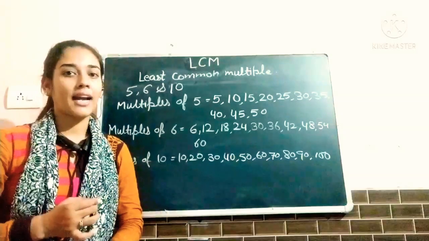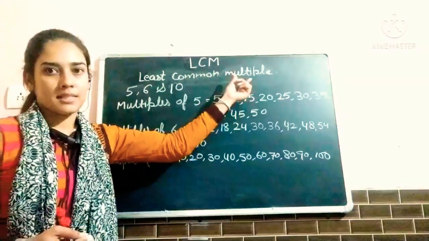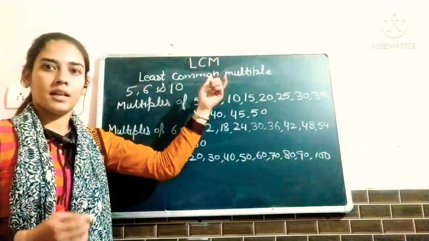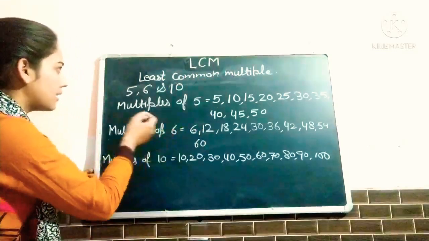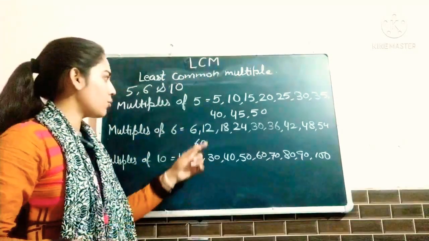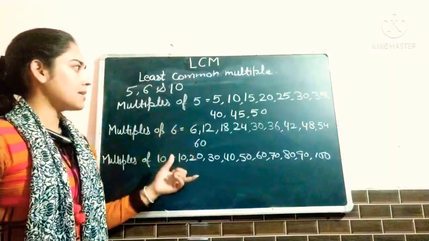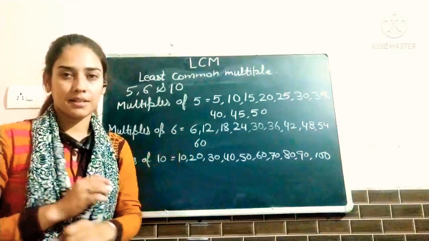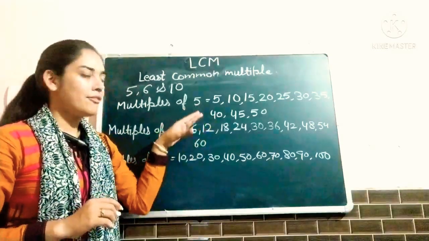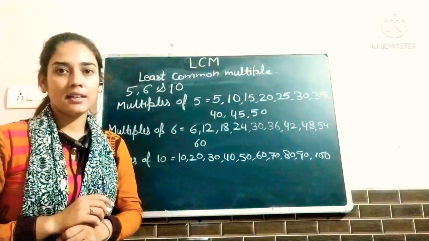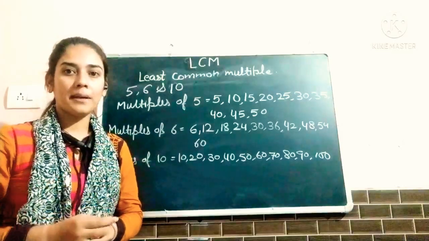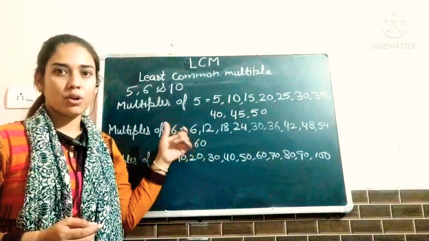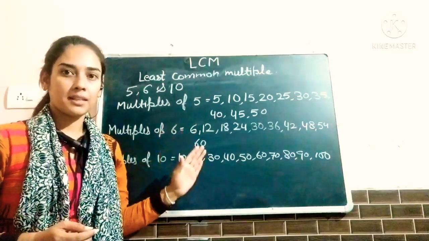Now we will find here the common multiples. After that we will find the least common multiple. Now let us find the common multiple. Look here. Among these three numbers, find that number that is common among the three numbers. Because we have to find the least common among these three numbers.